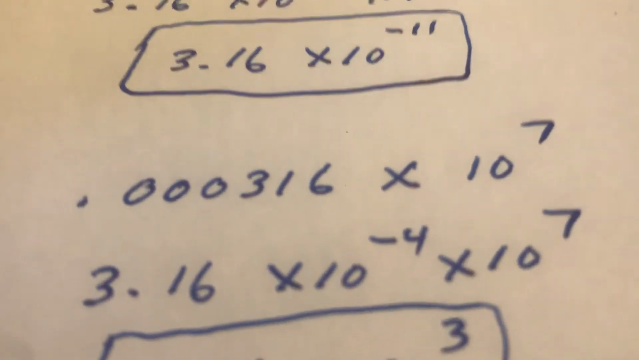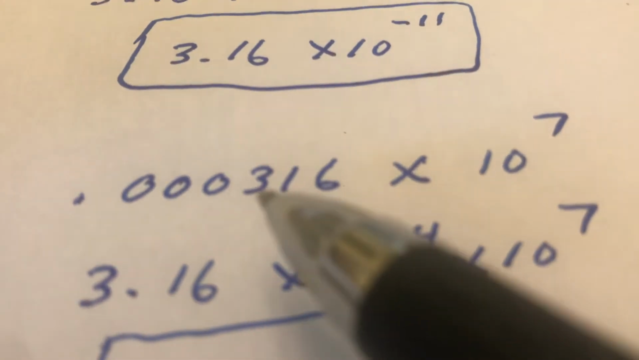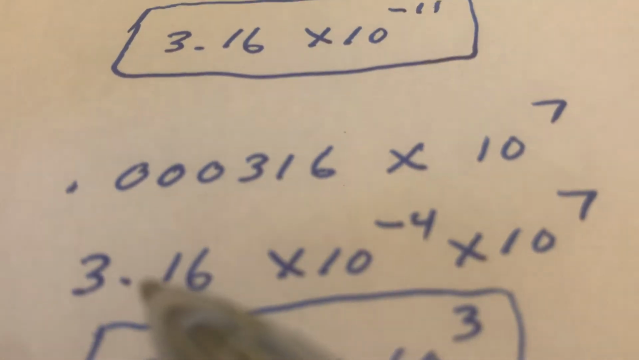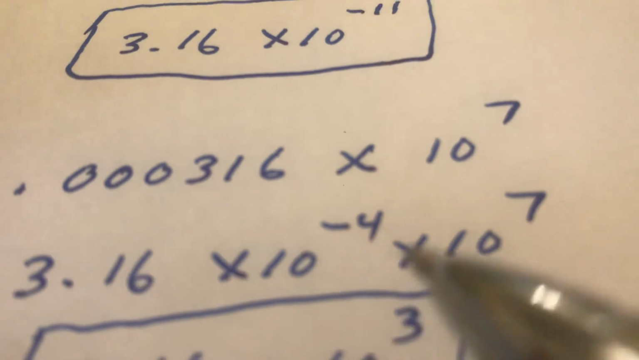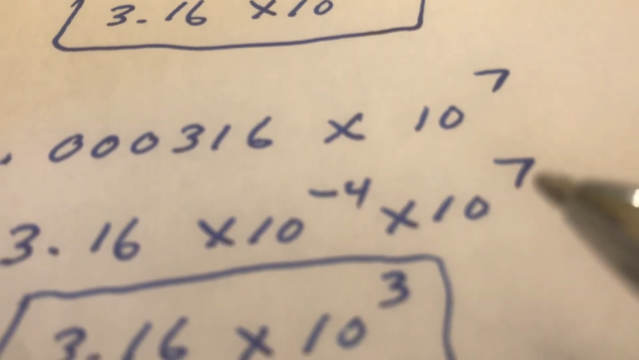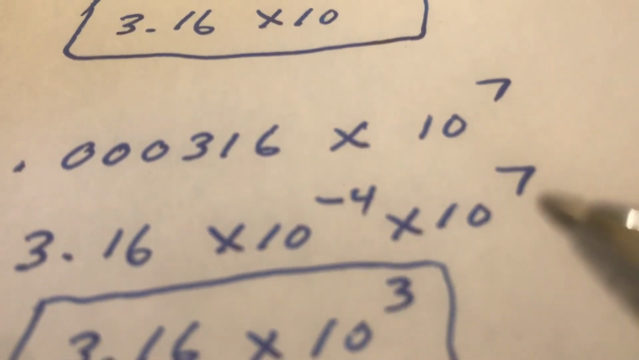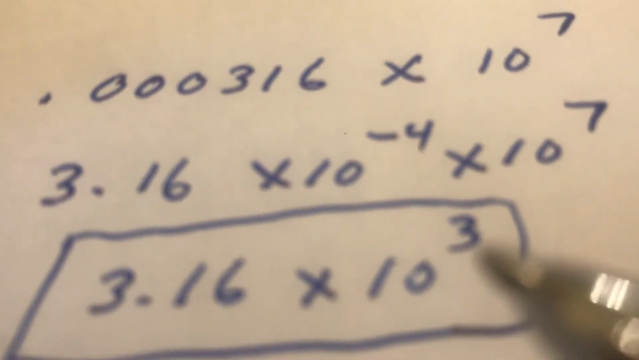Third example, same thing. Decimal should be between the 3 and the 1. So it's 3.16 times 10 to the negative 4. This time it's times 10 to the 7th. But when you multiply exponents, you add them. So 10 to the 3rd.